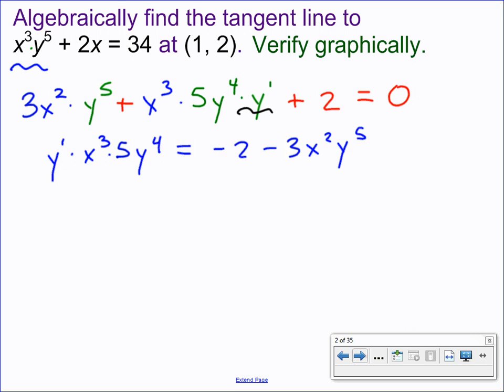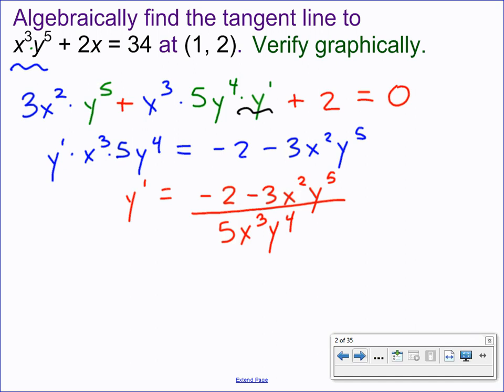And then we'll go ahead and divide to get y prime alone. It looks like y prime equals negative 2 minus 3x squared y to the 5th all over 5x cubed y to the 4th. And I notice x's in both this term on top and this term on bottom. Can I reduce those x's? No. This first term, negative 2, included in the sum or difference, doesn't contain any x and y factors, so I cannot reduce any x's or y's. This is my fully simplified expression for y prime.